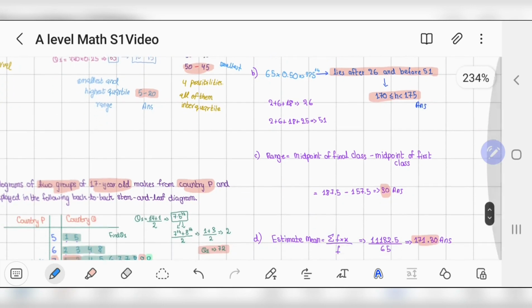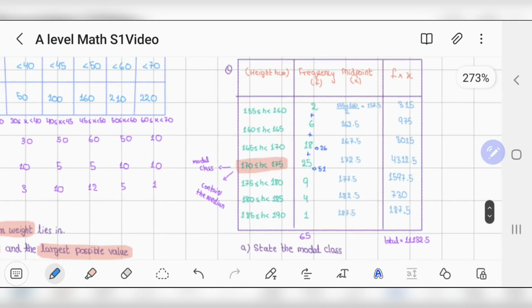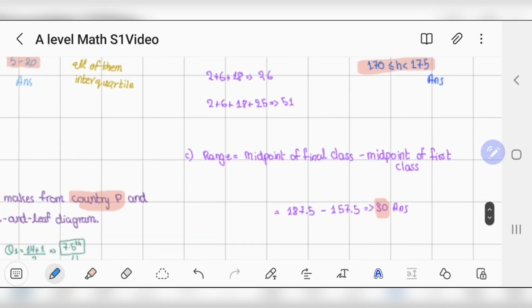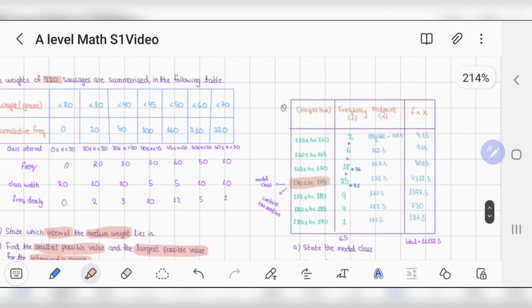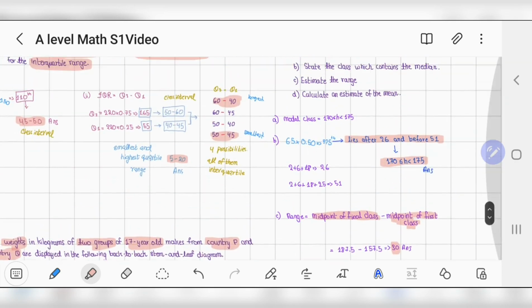Now it says estimate the range. So we're going to take 155 and 190, and then we're going to just subtract. We're going to take the midpoints of the final class minus the midpoint of the first class. So this is the final class, this is the first class. You can just do the subtraction and get the range.